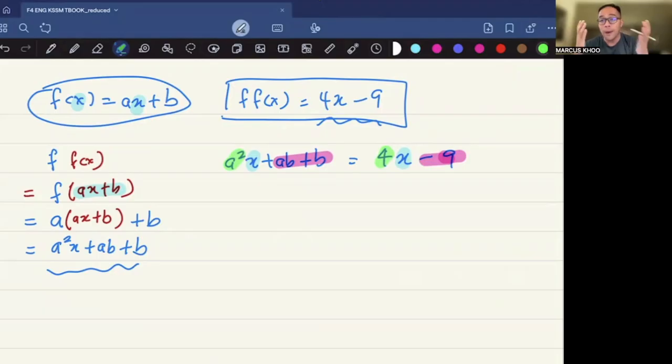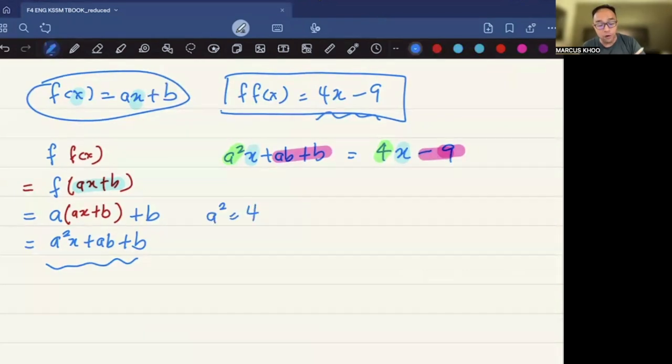What we're doing is comparing the left and the right side. When we compare, we can conclude that a squared equals 4, and ab plus b equals negative 9. Now let's begin with the left side. If a squared equals 4, then we're going to have two answers: a is 2 and minus 2. Because when you want to find a, you take the square root, and the square root of 4 will always give you two numbers, one positive, one negative.